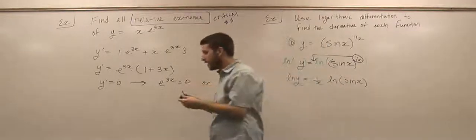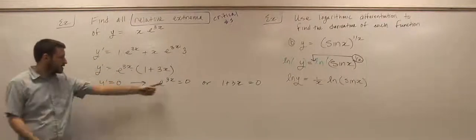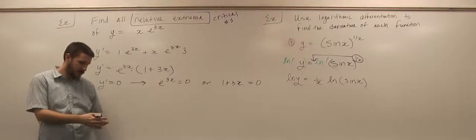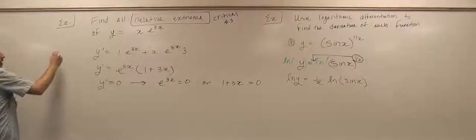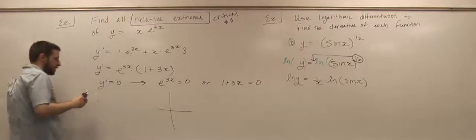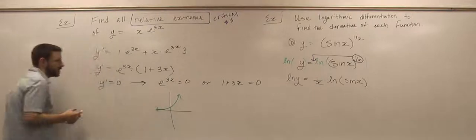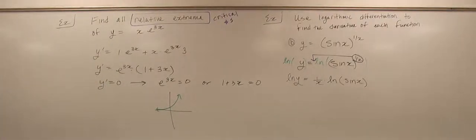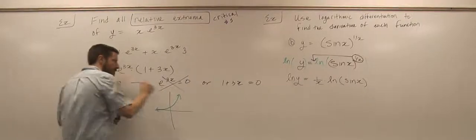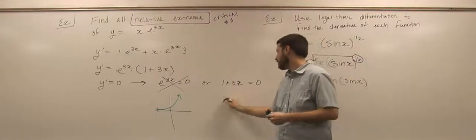e to the 3x is never 0. Why not? This is an exponential function, right? You can't take a base to a number and get a negative number. Or you can remember the graph of e to the x, which looks like this. It approaches 0, but it never hits 0. So this guy doesn't give you any solutions. But this guy will. Yeah, negative 1/3.